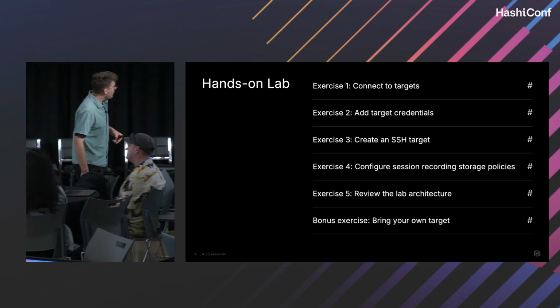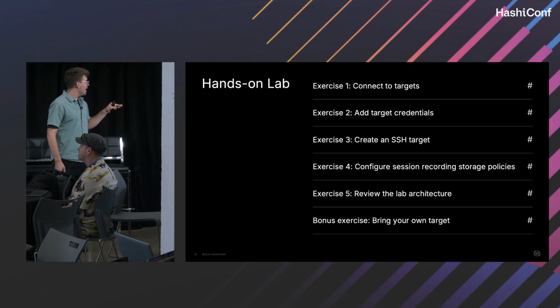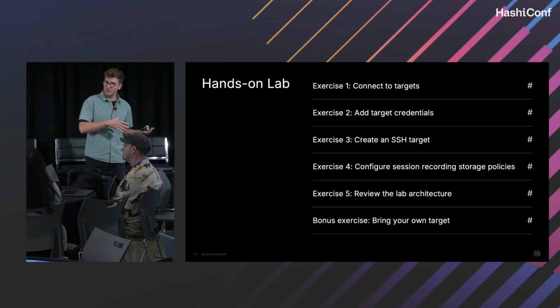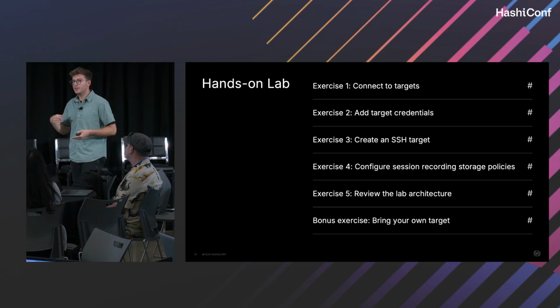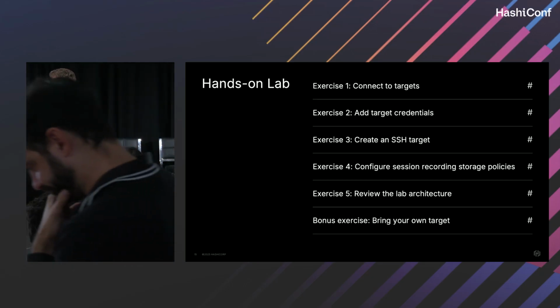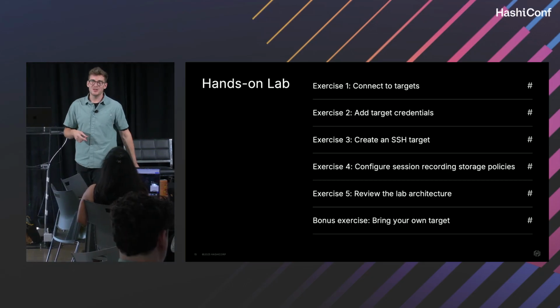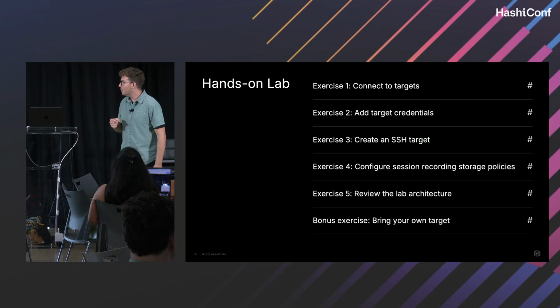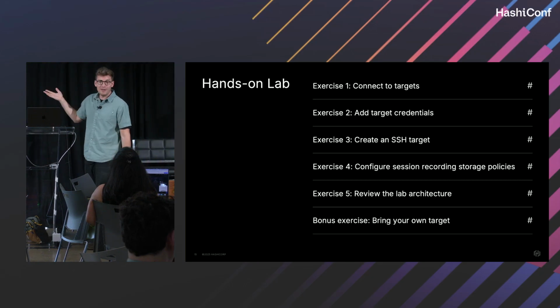Exercise 5 is taking a look at the lab architecture. How are the workers configured? How is the controller configured? What do you need to do in order to set up those pieces from a networking perspective? And the bonus exercise, if you're super experienced with Boundary, you can try this, which is bring your own targets. Again, you'll have a chance to try this after today's session, so don't stress. You can really work through this at a later time too.